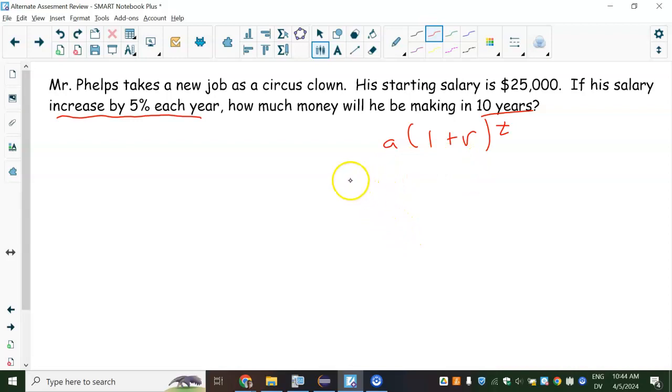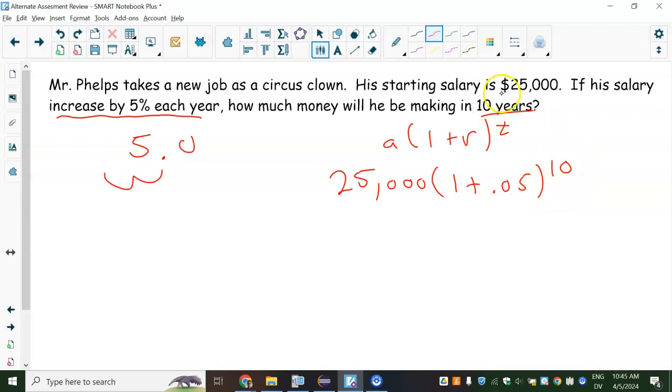I don't know. But basically the idea is this little a is the starting amount. R you've got to do as a decimal. So 5%, just move it over twice. So the rate is 0.05. And then the time in years, this 10 will just be 10. Like how many years? 10 years down the road. Probably should have put at the start of the 11th year. But anyways, it would look something like that.